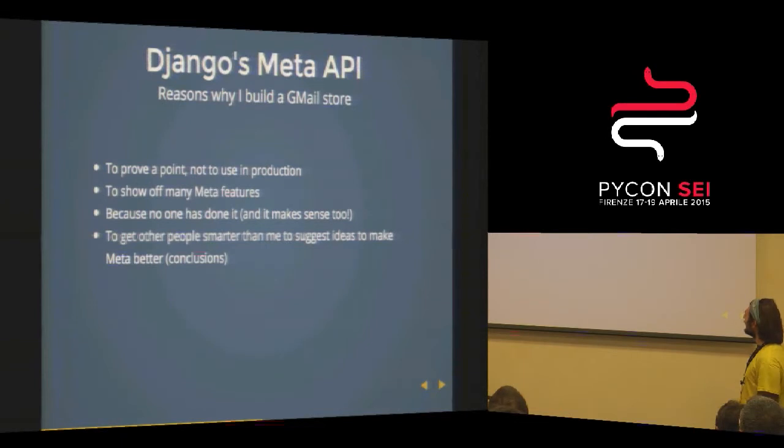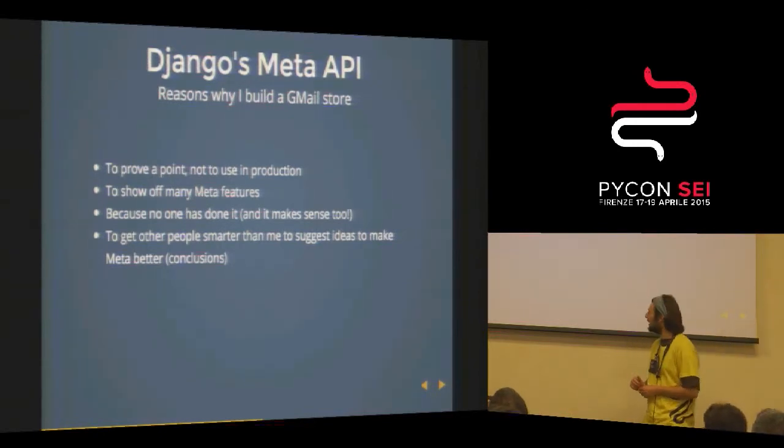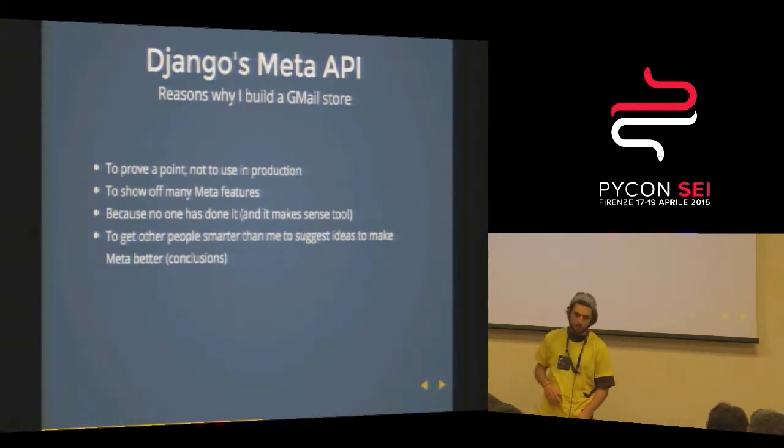And finally, no one has actually done this, and it also makes sense, because who would ever want to build a Gmail model inside of Django? It would be highly inefficient. But let's see what we can get to, and hopefully someone more intelligent than me will.